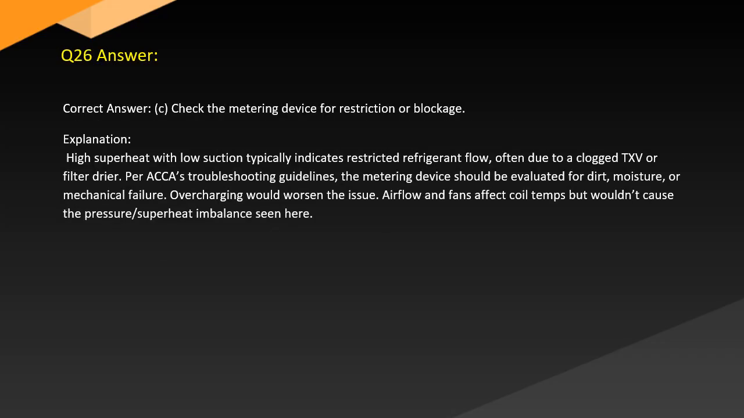Answer. Correct answer: C. Check the metering device for restriction or blockage. Explanation. High superheat with low suction typically indicates restricted refrigerant flow, often due to a clogged TXV or filter dryer. Per ACCA troubleshooting guidelines, the metering device should be evaluated for dirt, moisture, or mechanical failure. Overcharging would worsen the issue. Airflow and fans affect coil temps but wouldn't cause the pressure-superheat imbalance seen here.